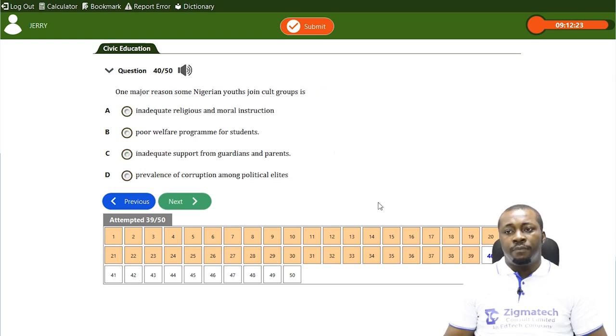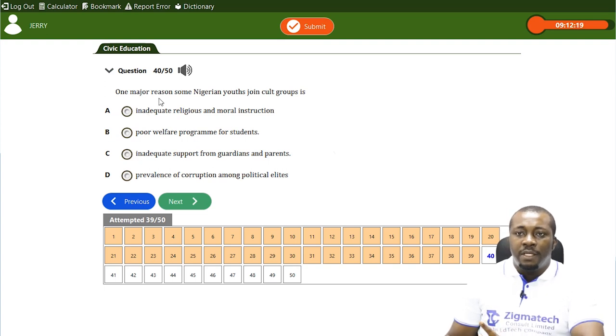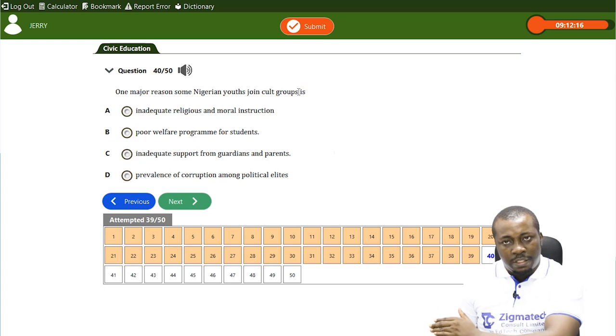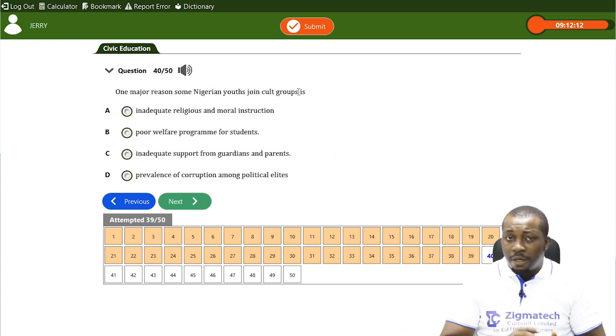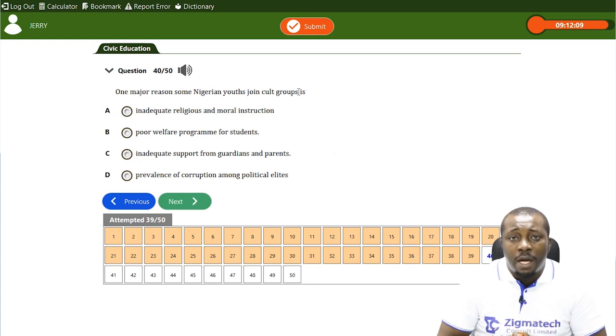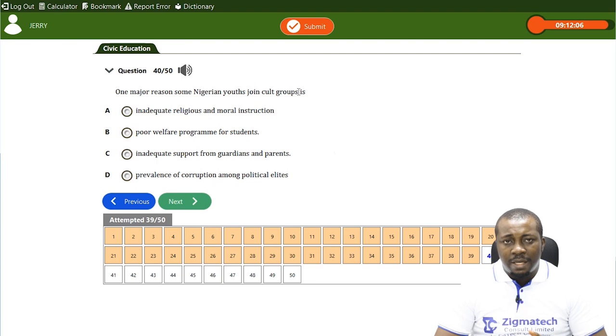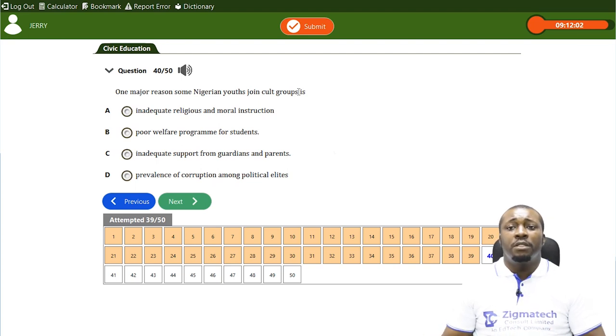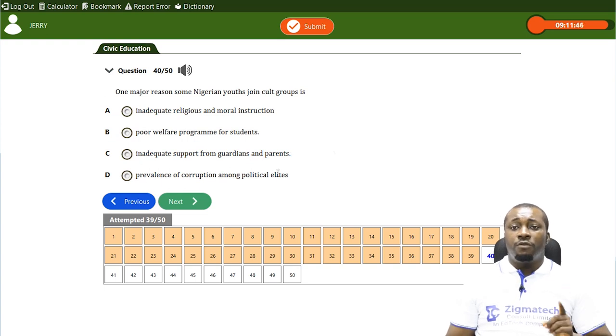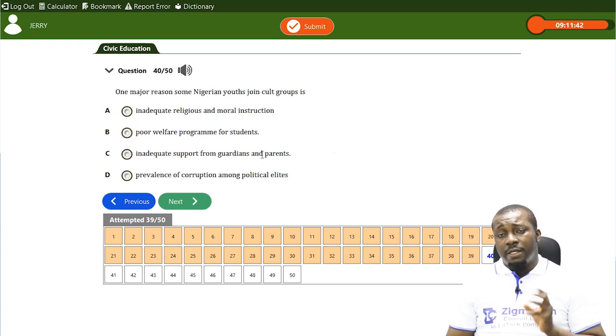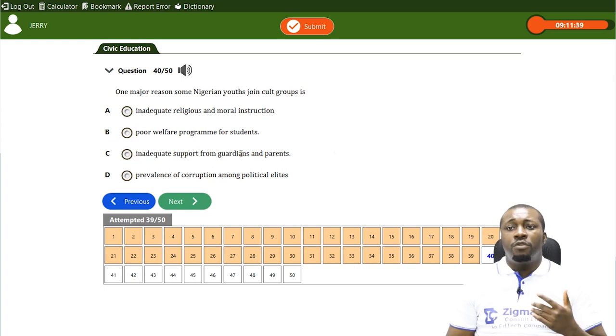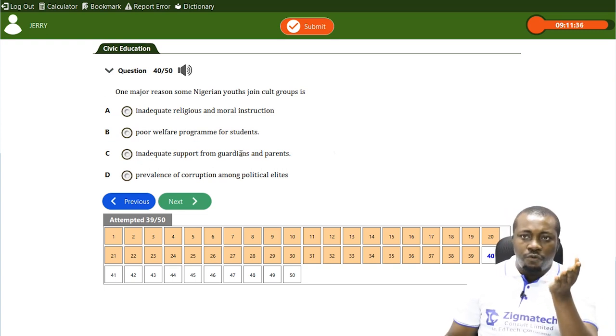Now, this question says, one major reason some Nigerian youths join cult group is, now this question tests your knowledge of cultism. Now, why do people join cult? Remember, you were taught many things about why people join cult. A, inadequate religious and moral instruction. B, poor welfare programs for students. C, inadequate support from guidance and parents. D, prevalence of corruption among political elites. Actually, all this can stand as reasons Nigerian youths join cult. But they say one major. Which one is the major?